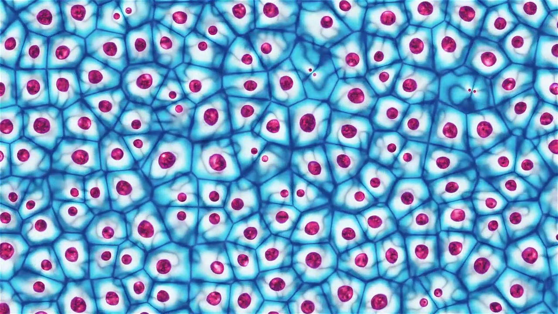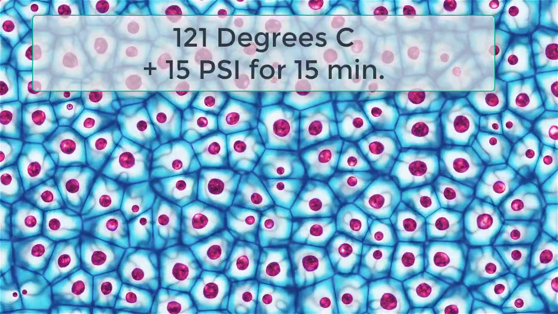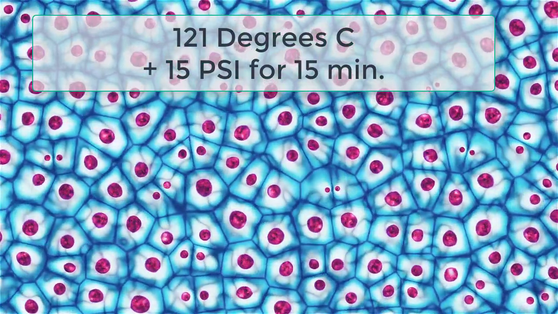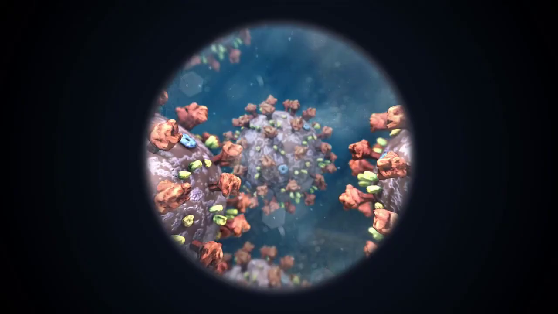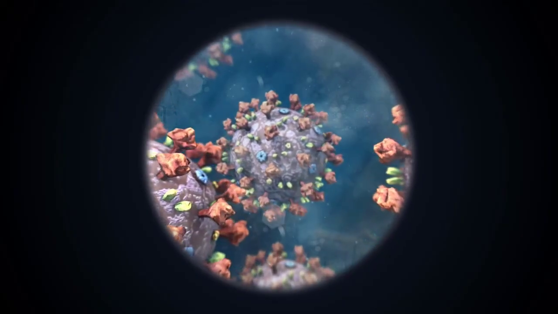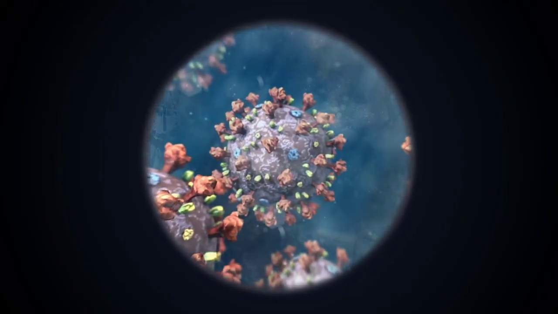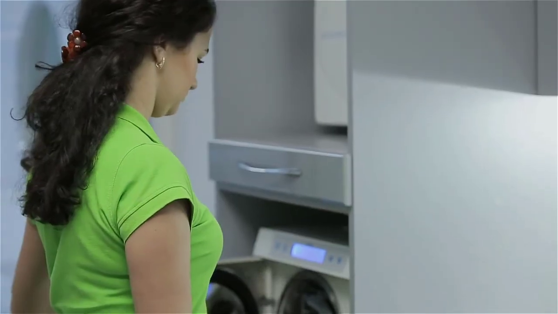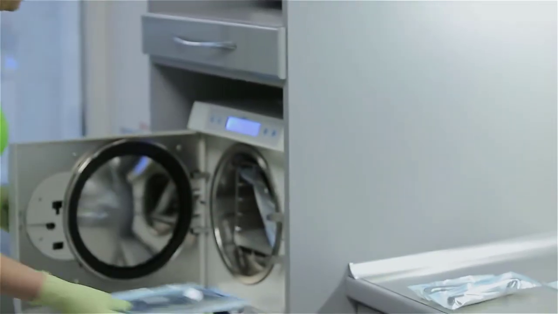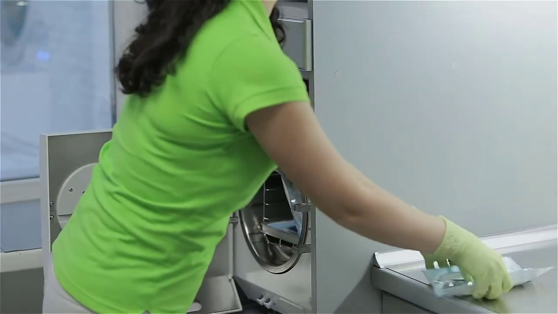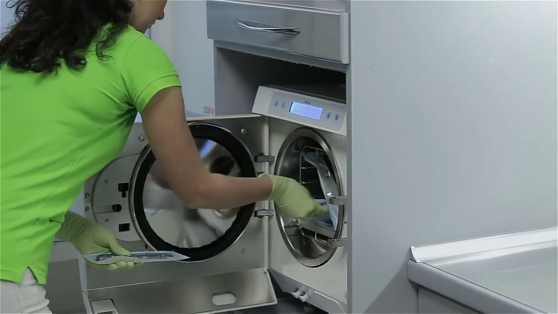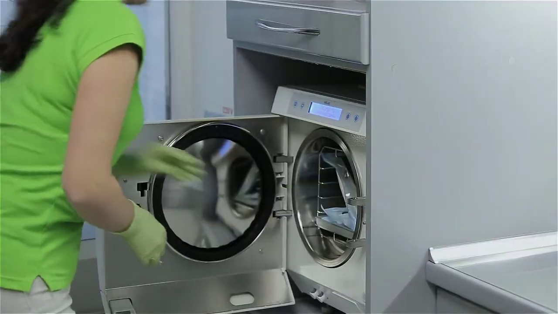The usual standard temperature and pressure that is employed is 121 degrees Celsius and 15 psi for 15 minutes. Longer times are needed for larger loads, large volumes of liquid, and more dense materials. Autoclaving is ideal for sterilizing biohazardous waste, surgical dressings, glassware, microbiologic media, liquids, and medical instruments as well.